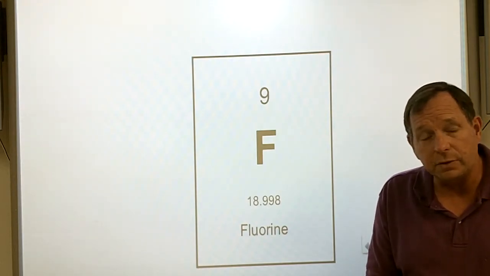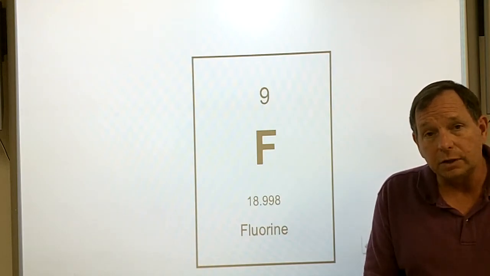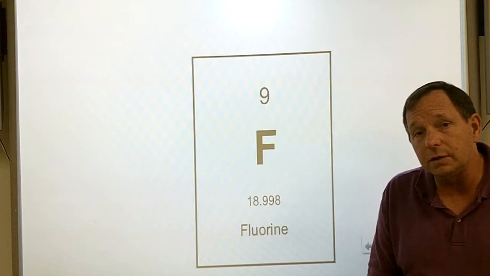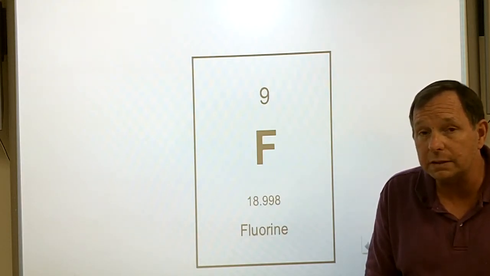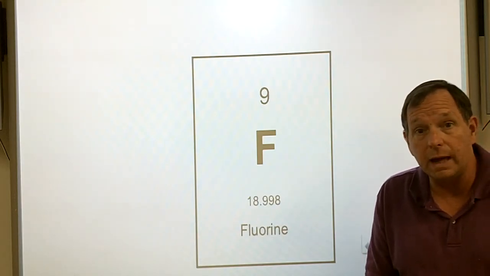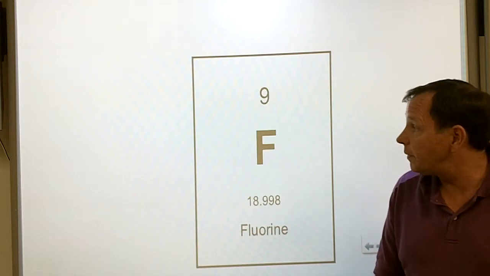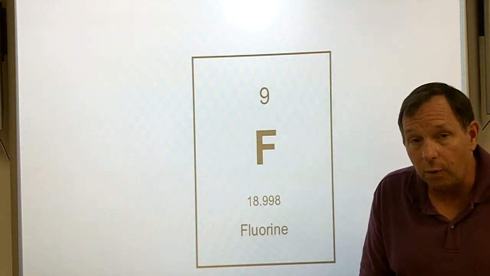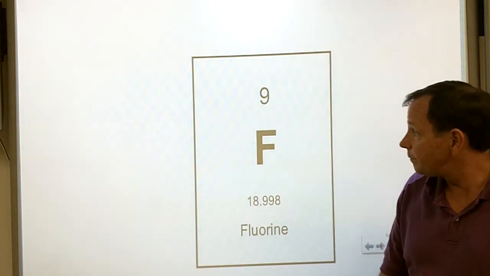Hydrogen, for example, the most abundant element in the universe, has 1 proton. And every hydrogen atom in the universe has 1 proton. That's what makes it hydrogen. Helium has 2. So the number of protons is the identifier for each element.